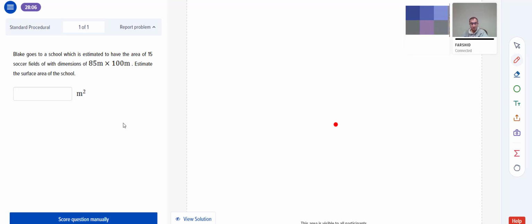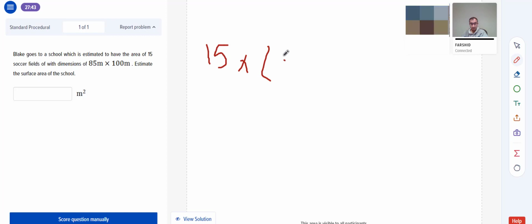15 soccer. In my school, we only have one soccer field, and it's massive. Maybe there are a lot of fields. 15 soccer fields. That's a huge amount.